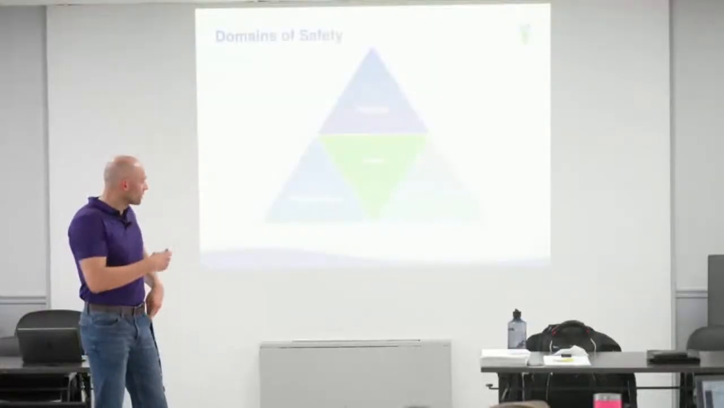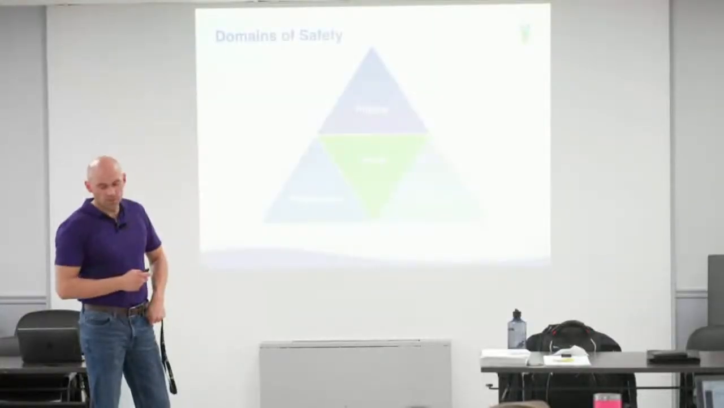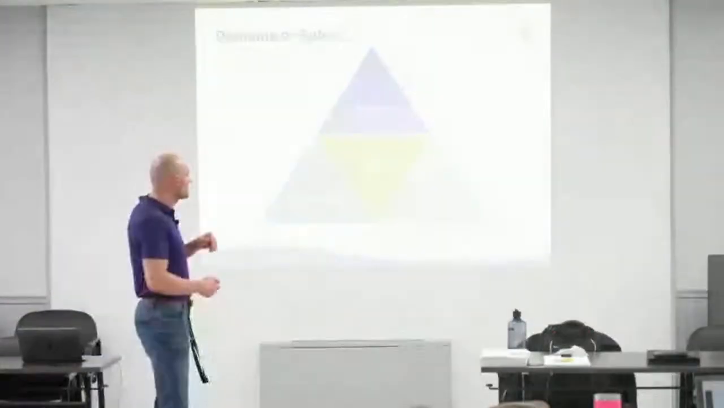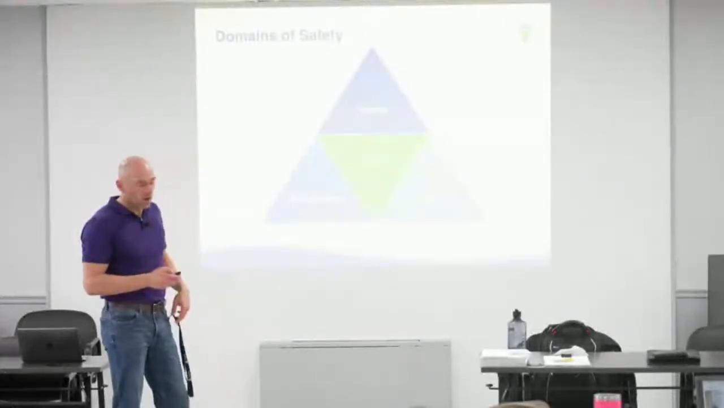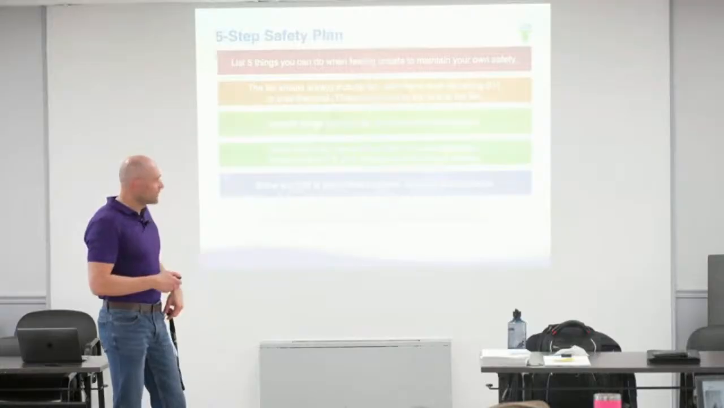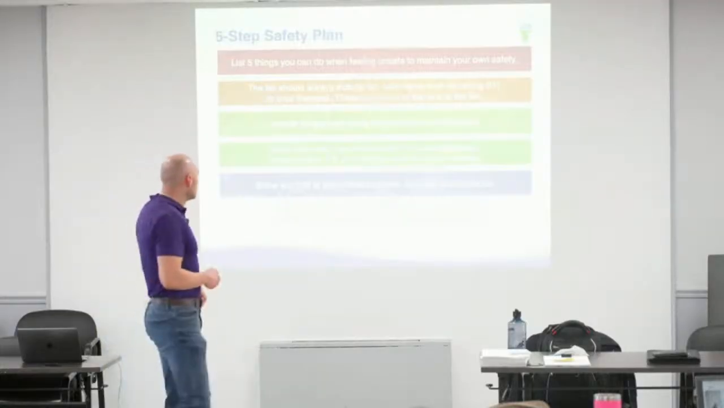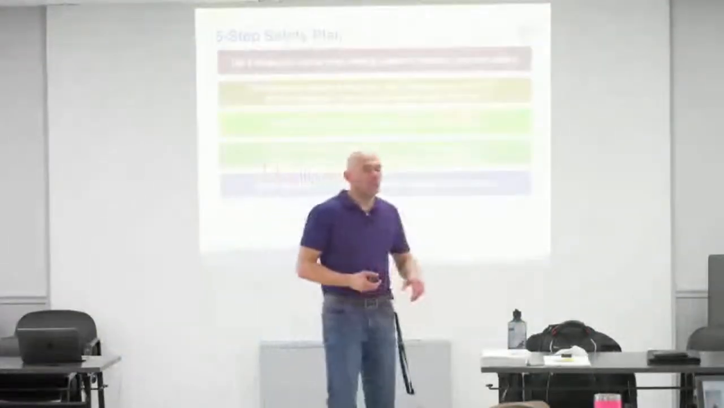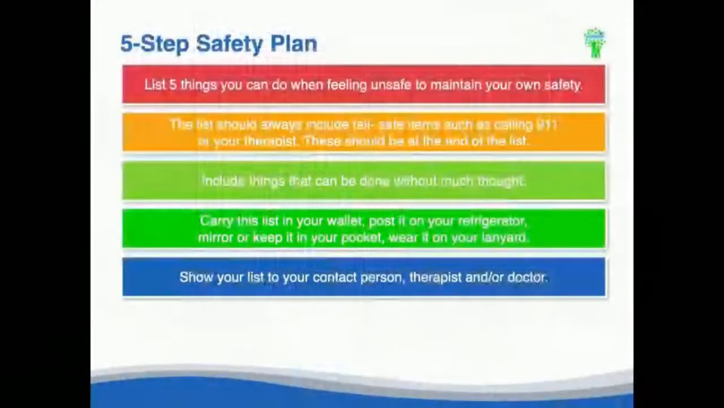So a different part of the safety pyramid, I guess, is what we're going to use there. We want to make sure this is addressed on the safety plan. And then we want to have 5 things, obviously, that you can do to maintain your safety. Always want to include things that can be done at different times, right? So as an example, I'll just share my safety plan with you guys. And I updated this actually just about 3 months ago, so I'm pretty fresh on this.